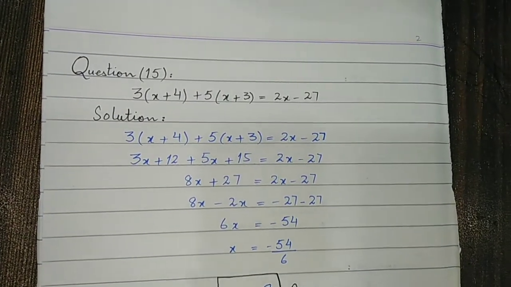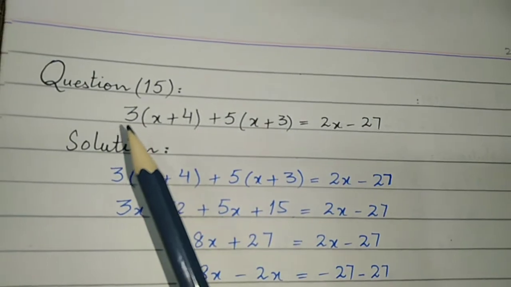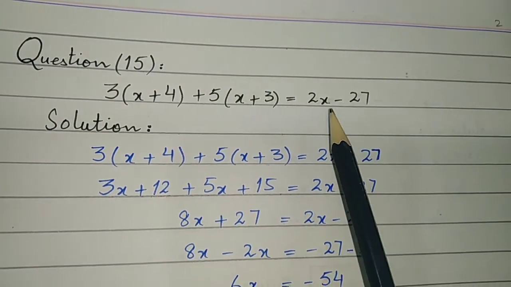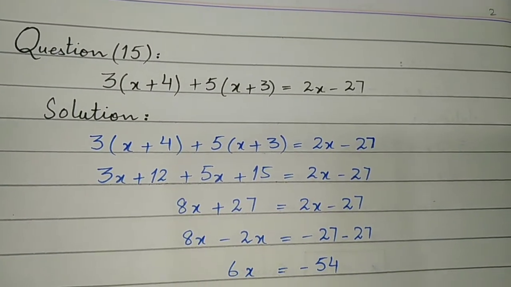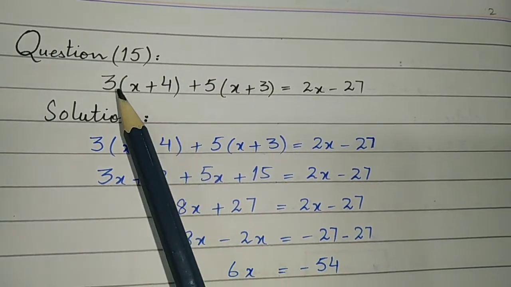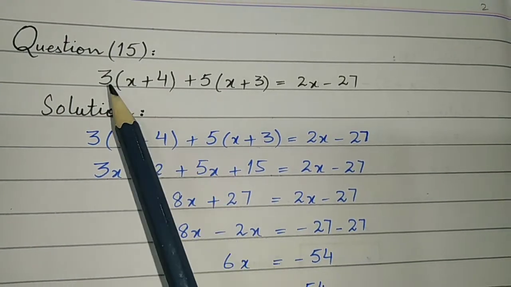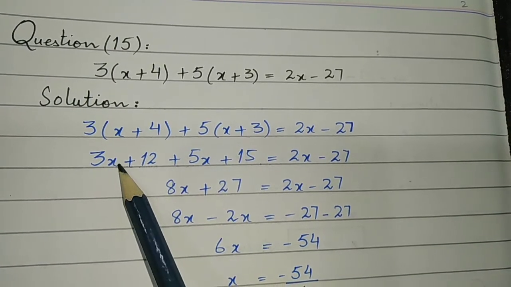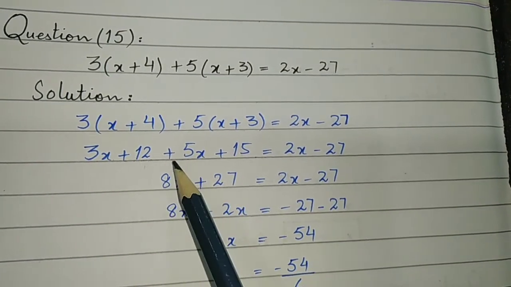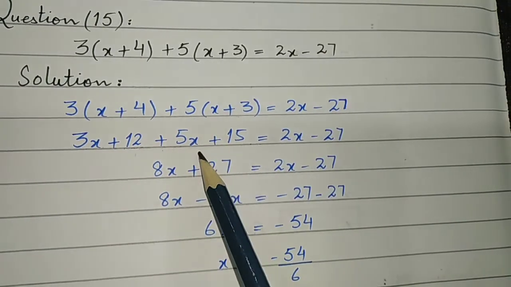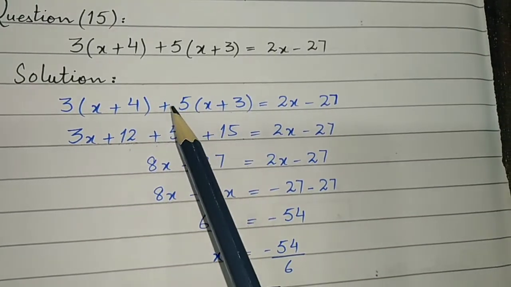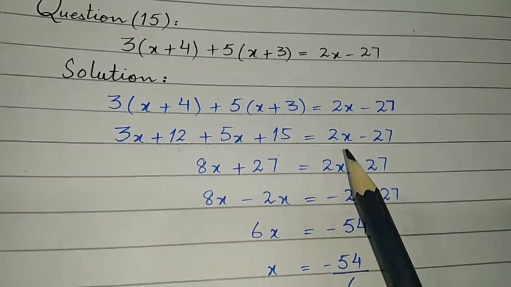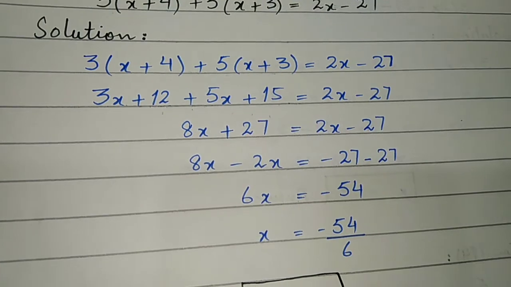The next question is question number 15: 3 times (x + 4) plus 5 times (x + 3) equals 2x minus 27. So 3 times (x + 4) means you have to multiply 3 with the whole bracket: 3 multiplied by x plus 3 multiplied by 4. So 3x plus 12. Positive 5 times x is 5x, plus 5 threes are 15, equals 2x minus 27.